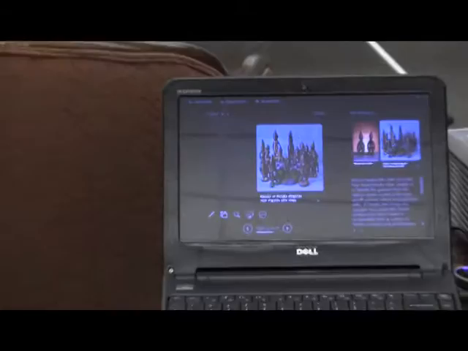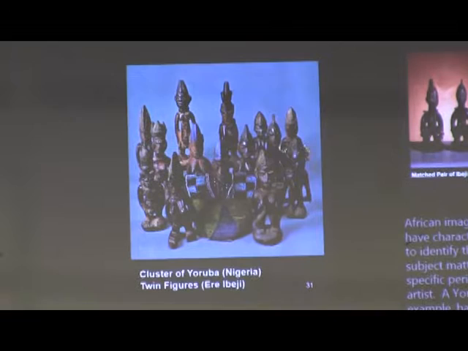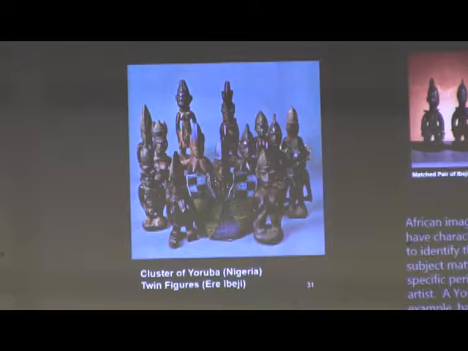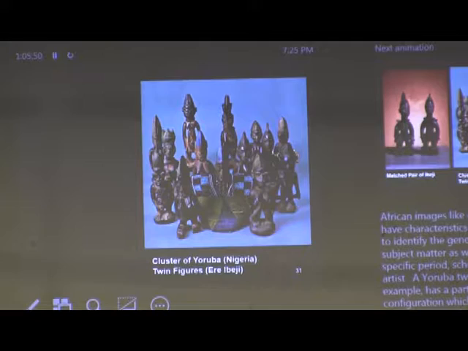But I look at that, and even if I'd never seen it before, I could say, that's a Yoruba twin figure. How do I know that? Well, it has a particular set of facial forms that I recognize. They're always between 8 and 12 inches high. They almost always stand in that way with their arms like this or like this, with their feet flat on the ground. But they're not on the ground. They're either on a little base or they're wearing sandals, as this one is. They don't stand barefoot on the ground.